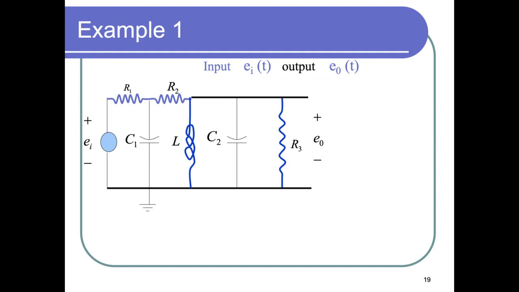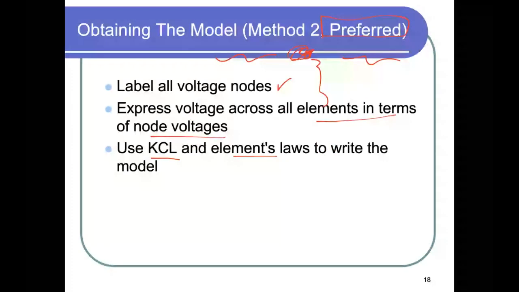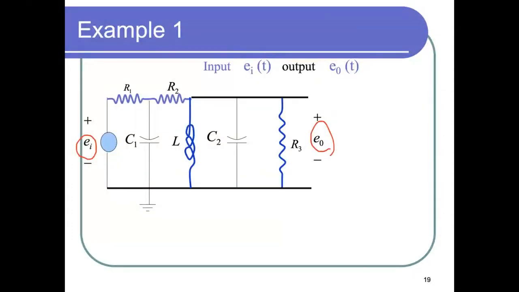So if I have an input EI and an output E naught, I want to build a model to represent the input-output relationship. Let me go through the steps. Label all voltage nodes. This is step one. How many voltage nodes do we have?